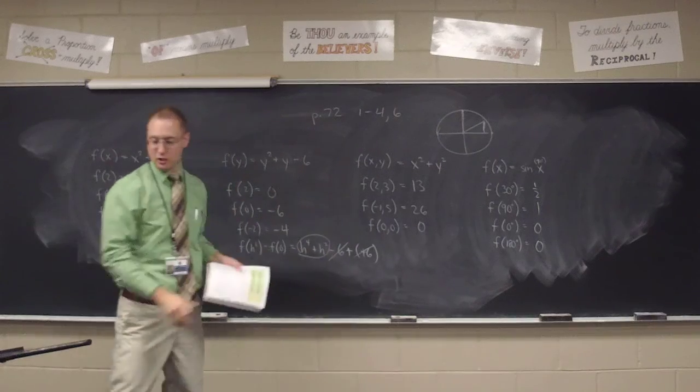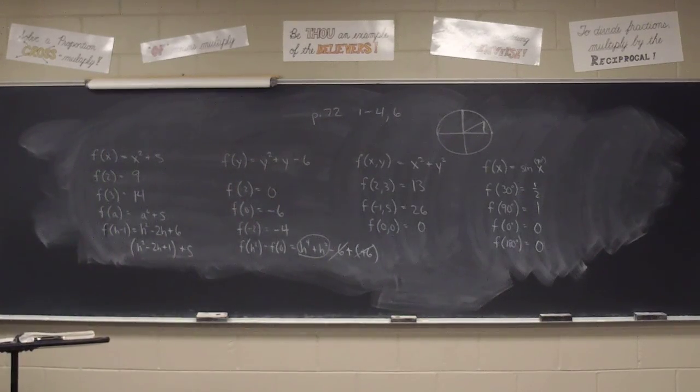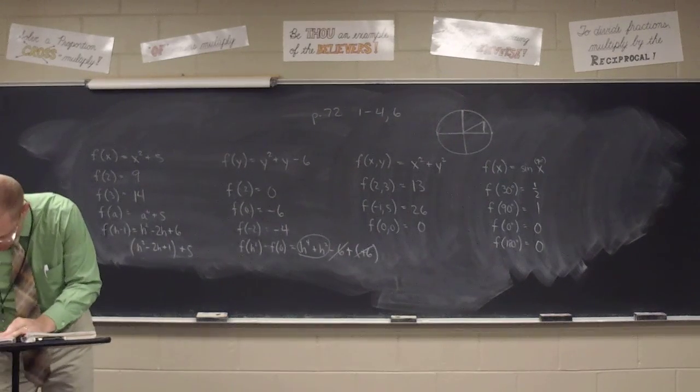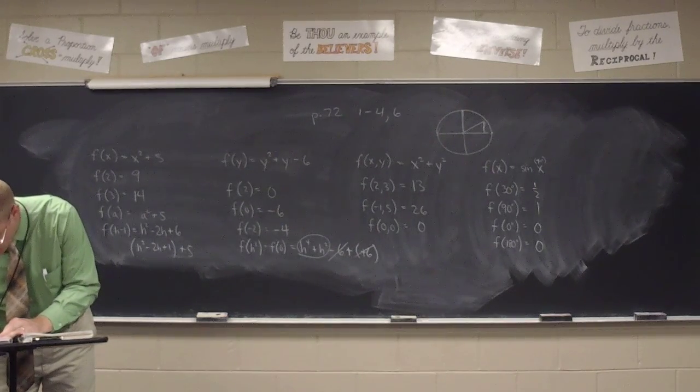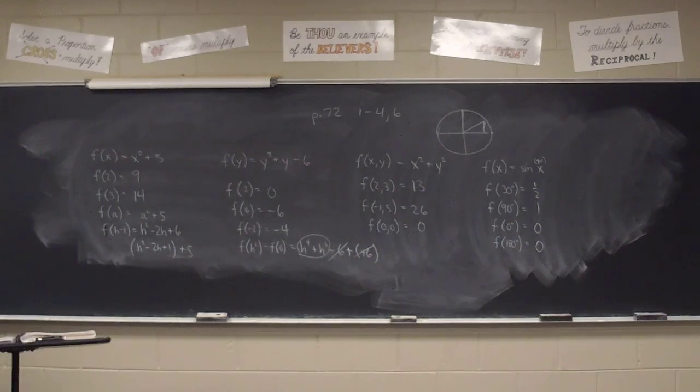And I tell you what, we'll make 6 extra credit if you want to take the time to finish it. So number 6, we'll count that as extra credit if you haven't done it, and you can go ahead and finish. If you already did it, then you've already got the extra credit done. So page 72, number 6, extra credit, no homework this evening.